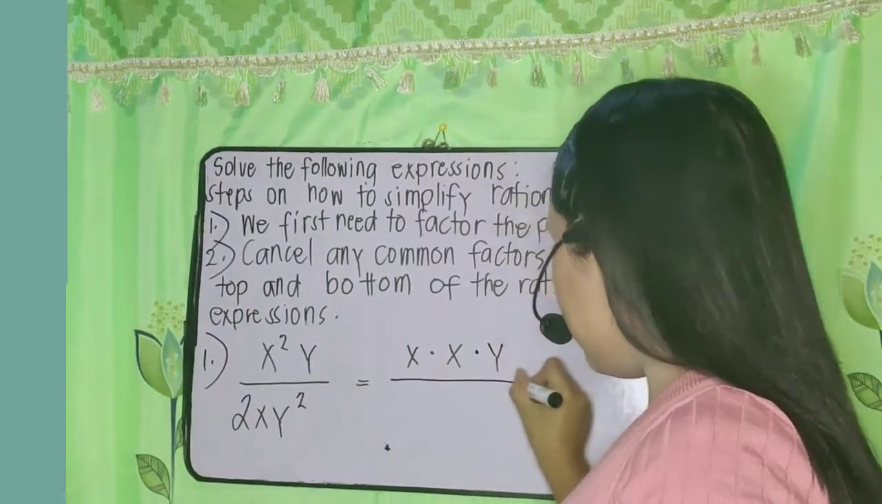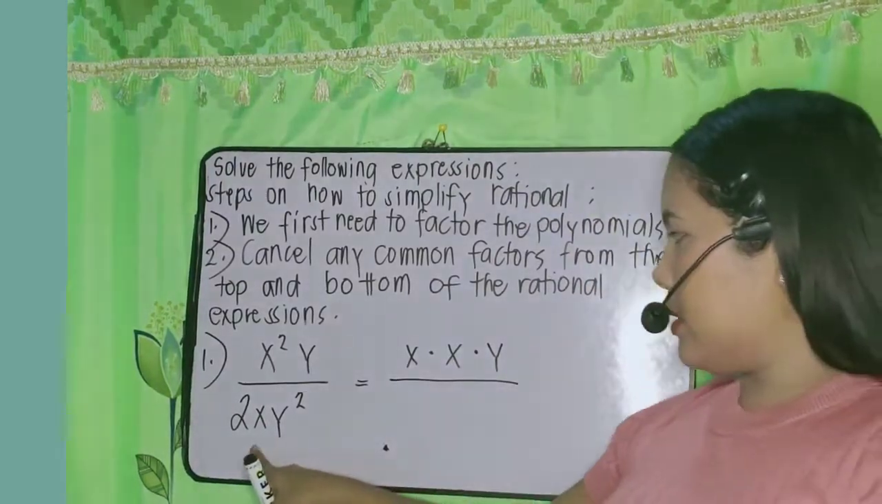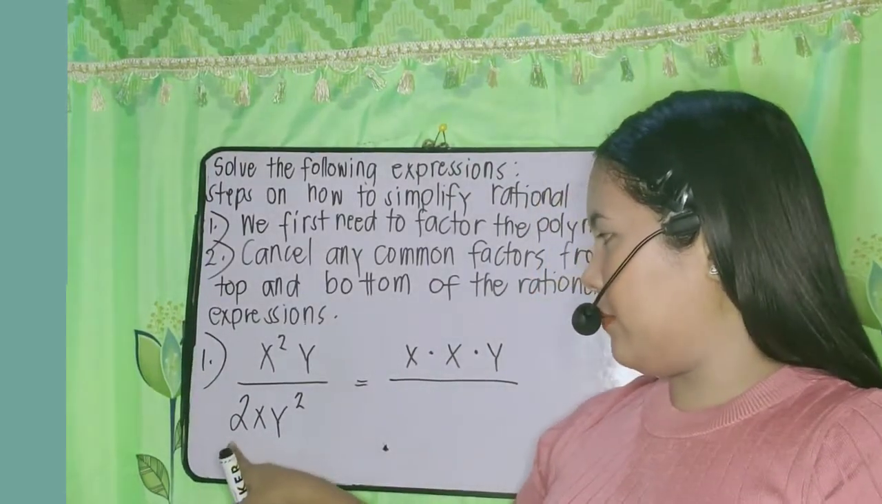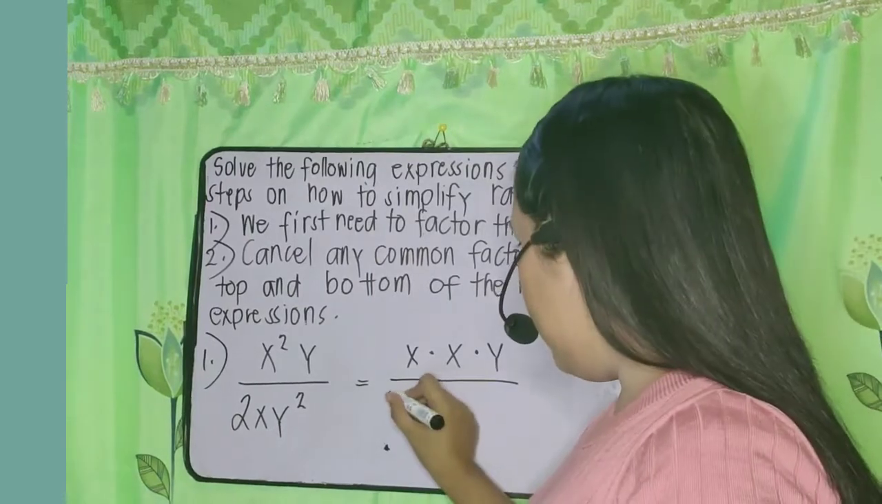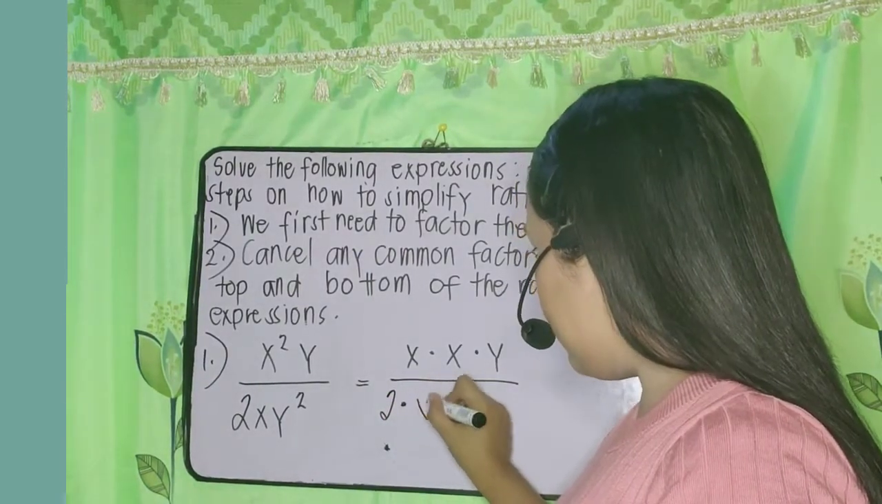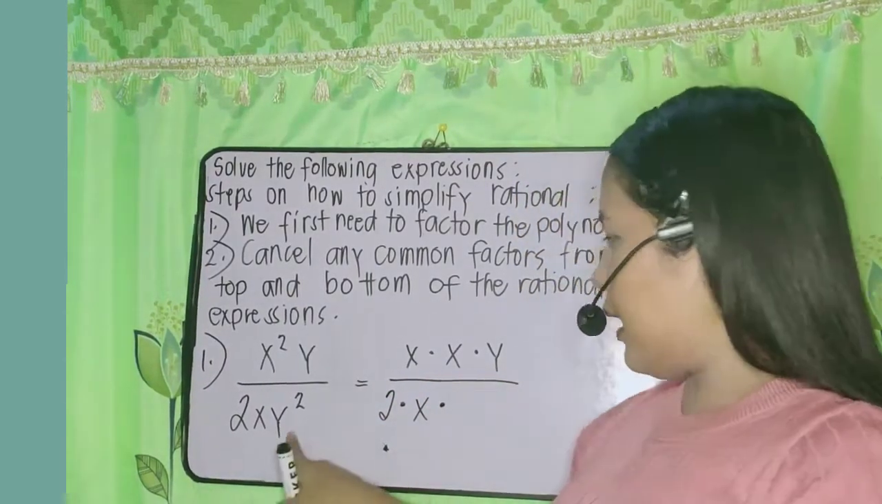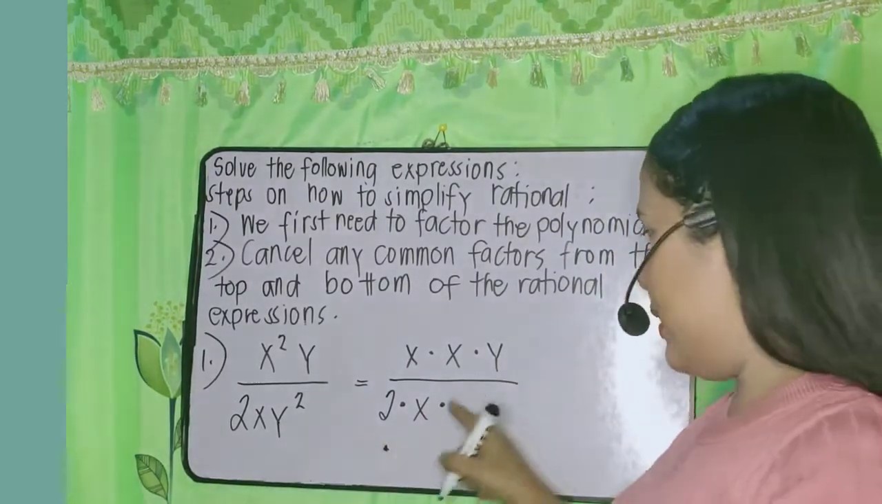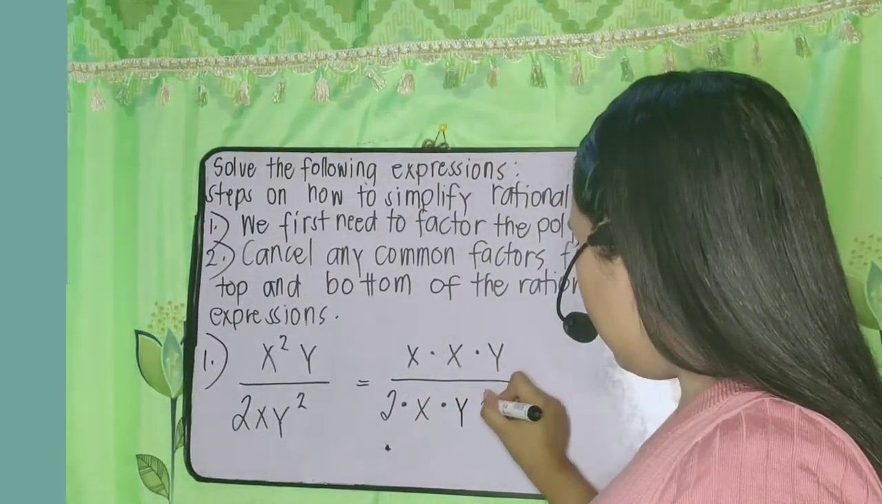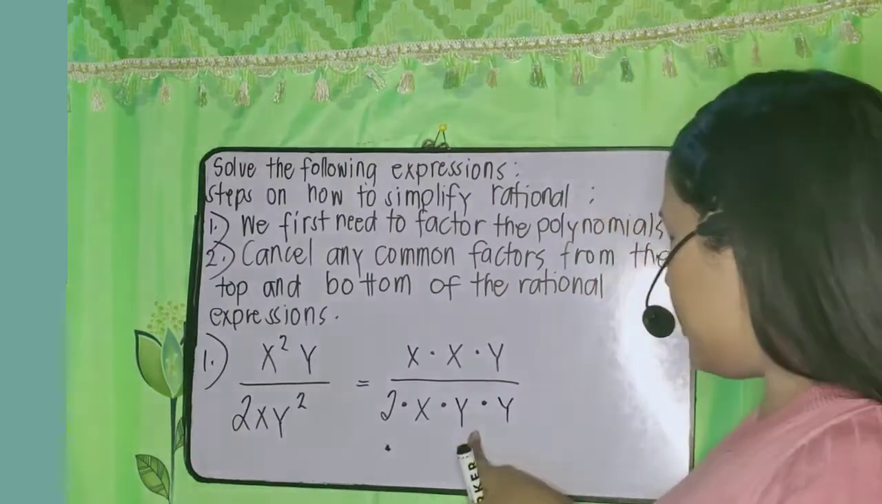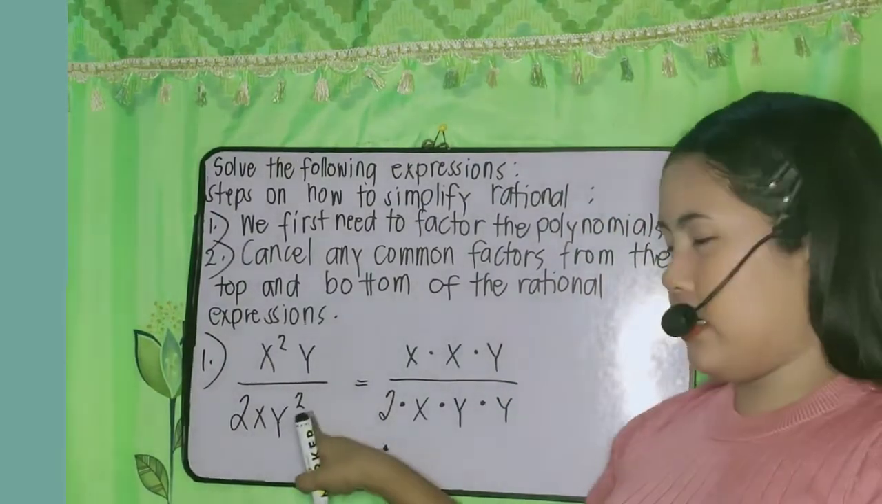Next is to factor the denominator. Since we don't have a factor given for 2 and x, we'll just copy it, so we have 2 times x. Then let's factor out the y squared. We have y times y, since y times y is y squared.